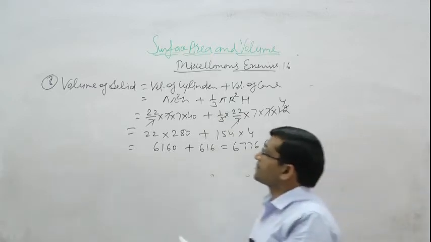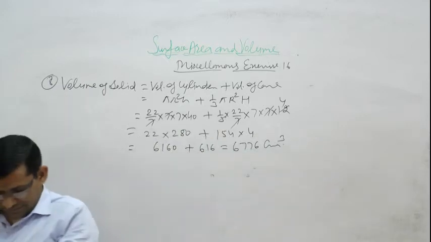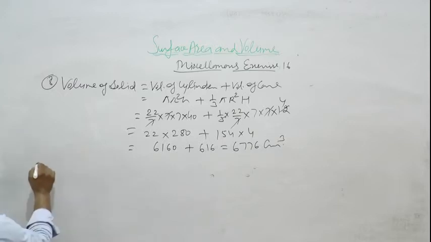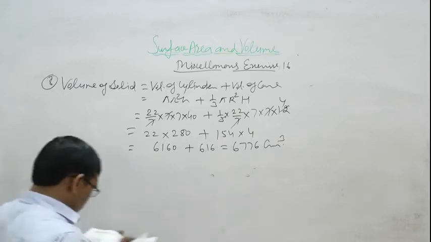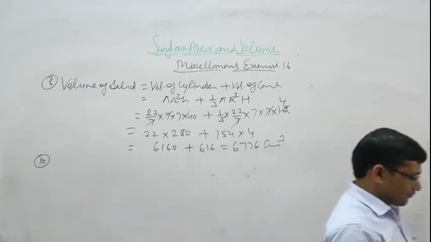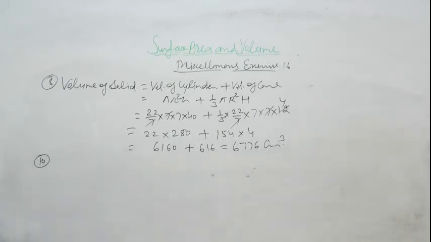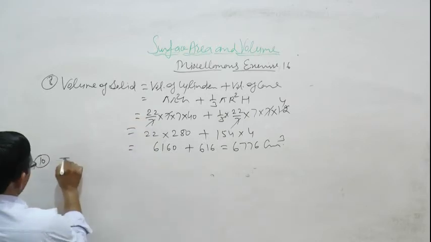Then some students ask question number 10. Question number 10 is the population of village is 4000. There is a requirement of 150 liter water per person.